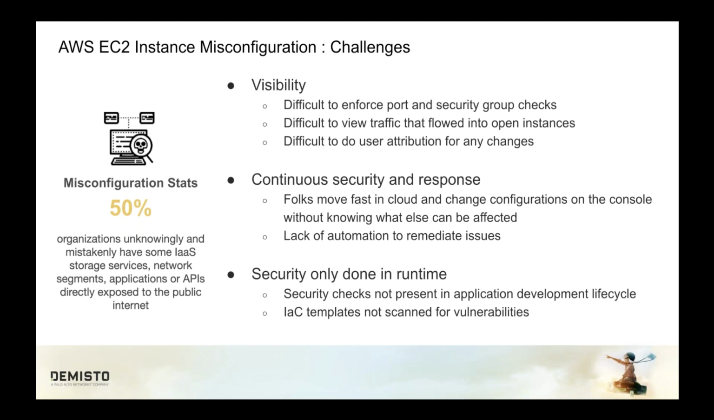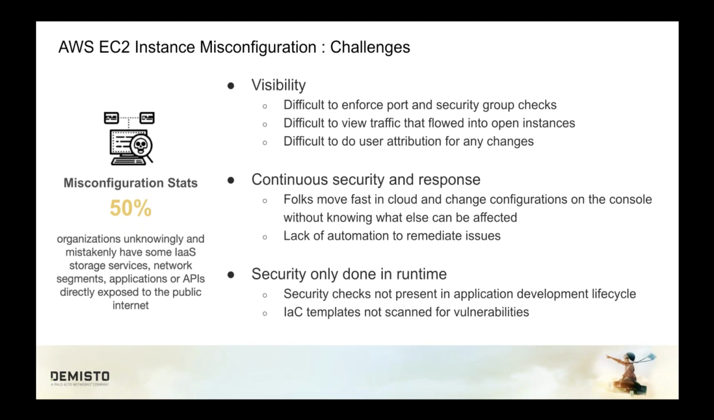And that's the problem. These are the challenges: lack of visibility. When you're keeping the door open, you have so many endpoints to actually map, and it's difficult to enforce port security checks. What that means is when you're tracking so many resources, so many instances, it's difficult to have visibility in all of them. And if you're trying to do it manually, oh my God, that's a problem, right?